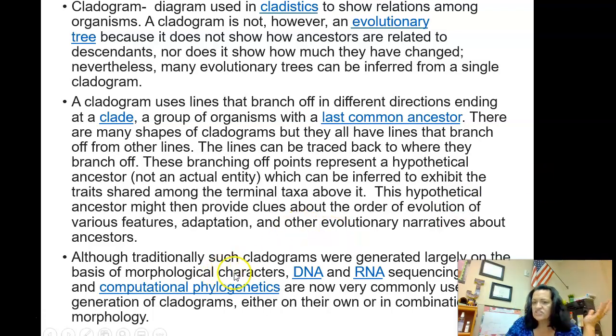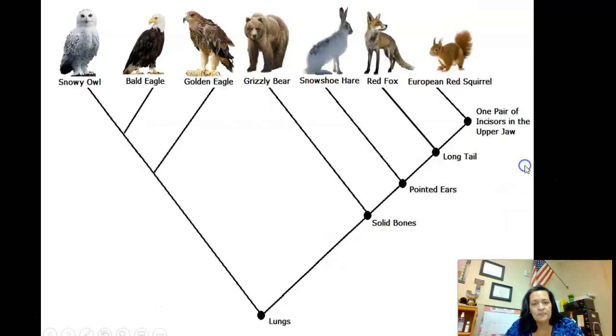So traditionally, such cladograms were generated largely on the basis of morphological characteristics, so things that you can actually see, physical characteristics. But now DNA and RNA sequencing can give us a lot more of the phylogenetic information, what's actually in those genes for those comparisons, okay?